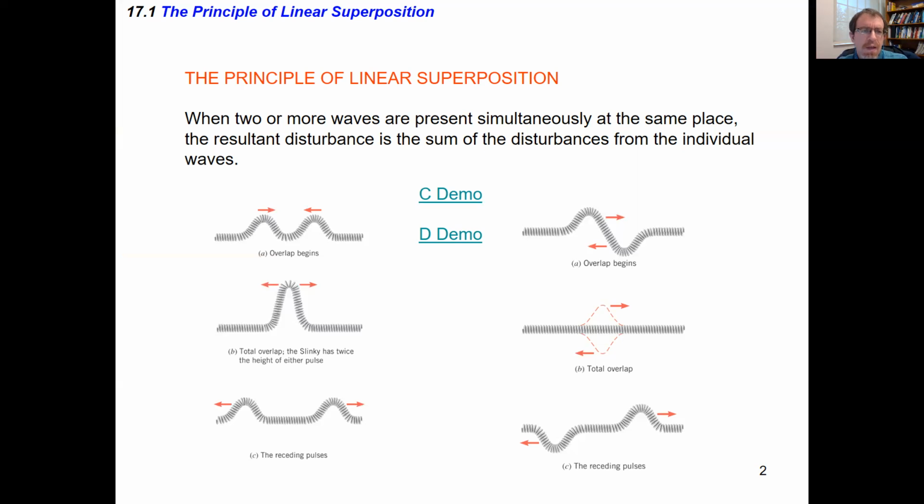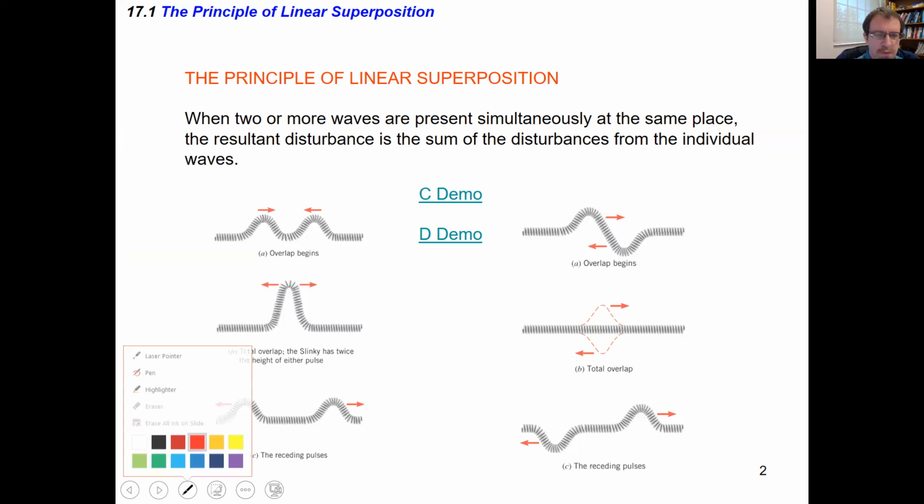So it says that when two or more waves are present simultaneously at the same place, the resultant disturbance is the sum of the disturbances from the individual waves. Okay, that's great, but really a picture's worth 1,000 words. I guess maybe 3 pictures is worth 1,000 words. So we can just take a look here at the left-hand side of our screen.